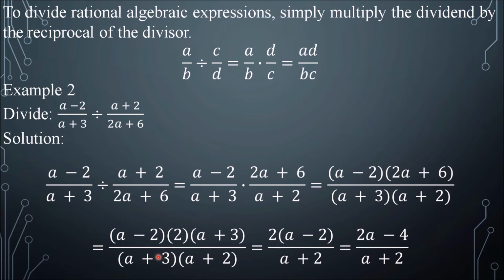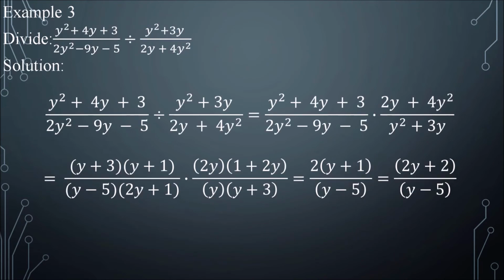And then the remaining terms now are 2 times a minus 2 for the numerator, and then a plus 2 for the denominator. Now we need to multiply this. That's 2 times a, 2a, 2 times 2, 4. So the final answer is 2a minus 4 over a plus 2. That's how you divide example number 2. Let's have example number 3.